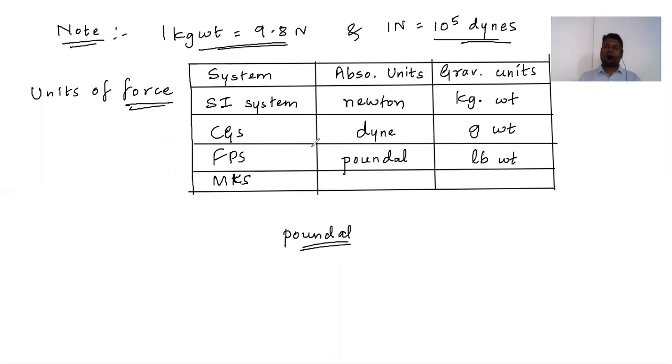Fine. For the FPS in terms of gravitational units, now it should be kg meter per second square. ठीक है. And this should be homework. आपका ये homework रहेगा. ये चीज आप बताओ कितना आता है, क्या आता है. We are going to see that. Fine.